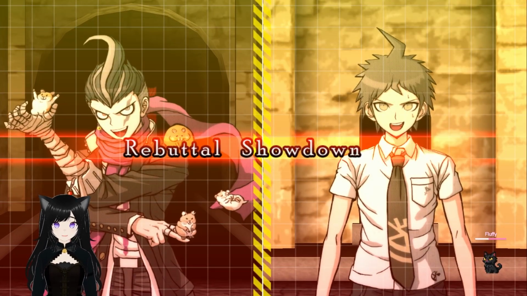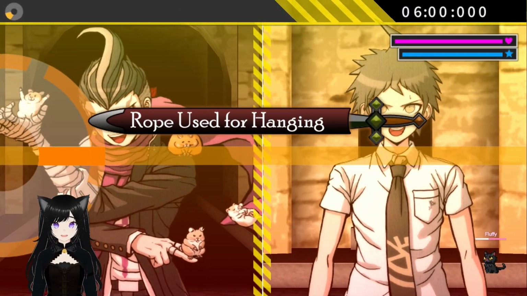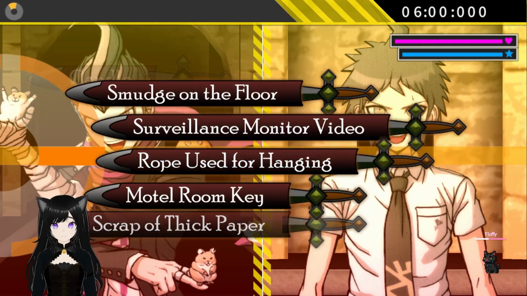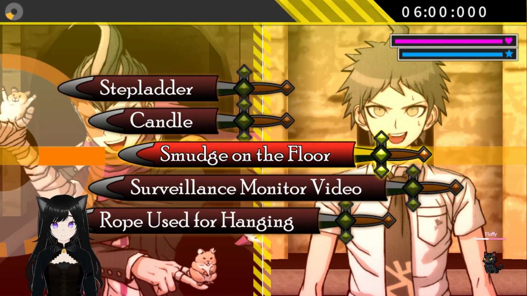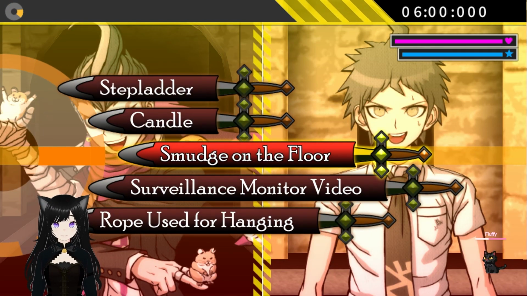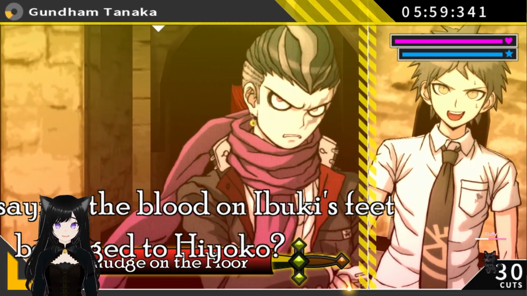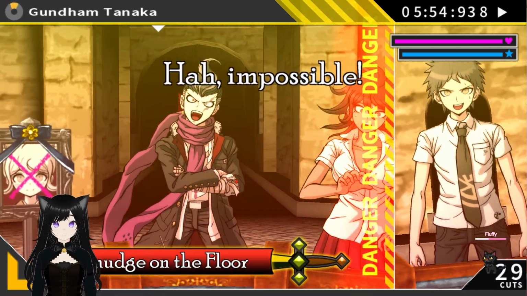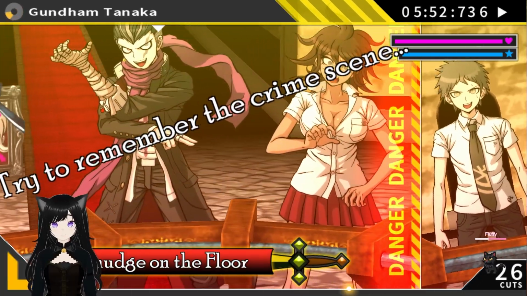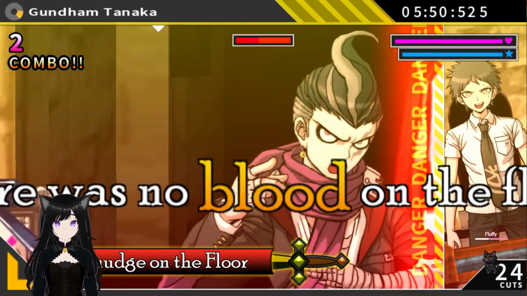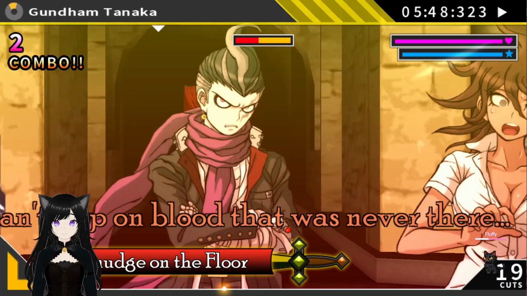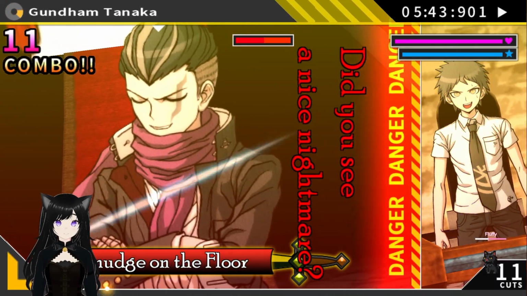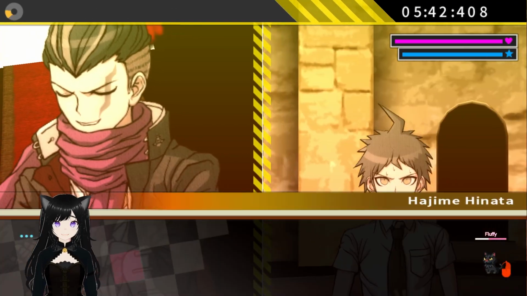All right, so this is the one where we gotta slash the words, I think. Oh, it's a smudge on the floor, I bet. Because that's a shoe print smudge. You're saying the blood on Ibuki's feet belonged to Hiyoko? Impossible! Try to remember the crime scene. You can't step on blood that was never there. Okay, we gotta do that again.